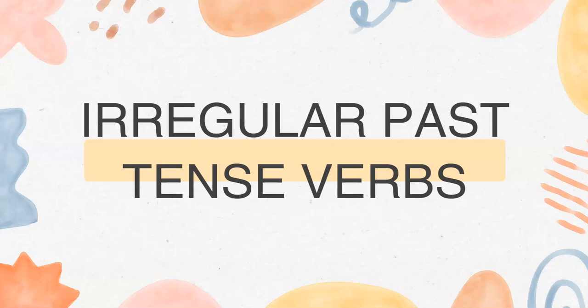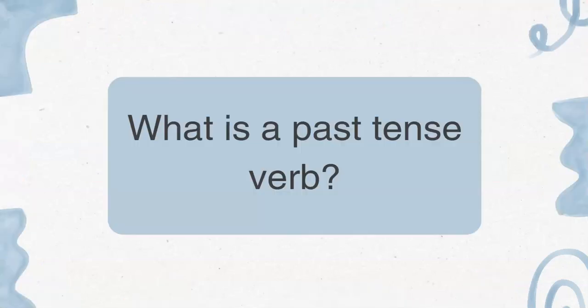In this lesson, you'll learn about irregular past tense verbs. What is a past tense verb? Pause the video and think back to our previous lessons. What is a past tense verb? A past tense verb is a verb that describes something that happened in the past.